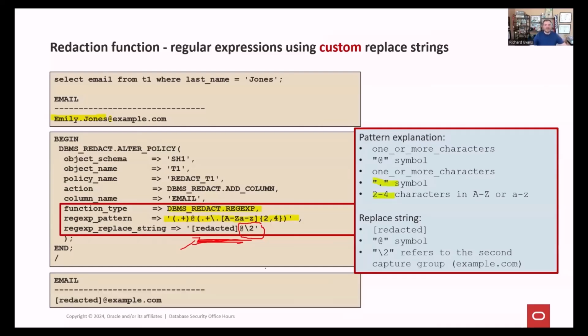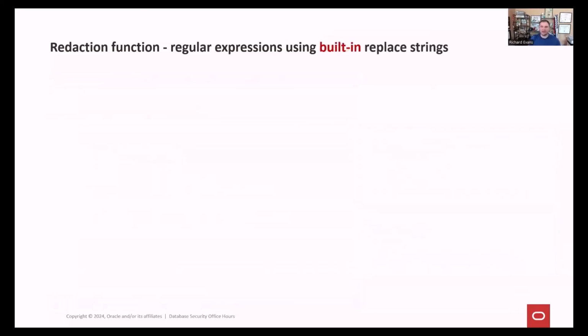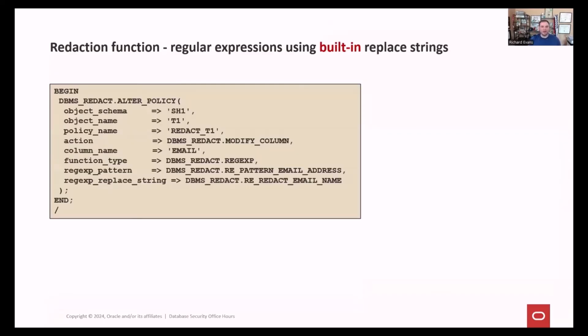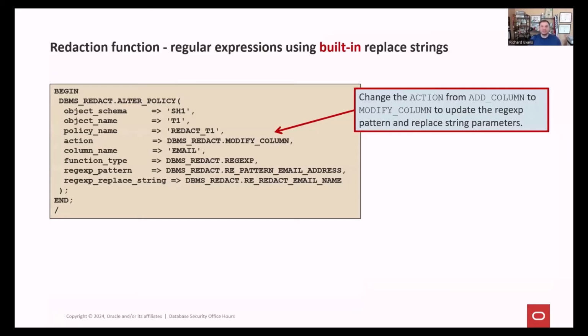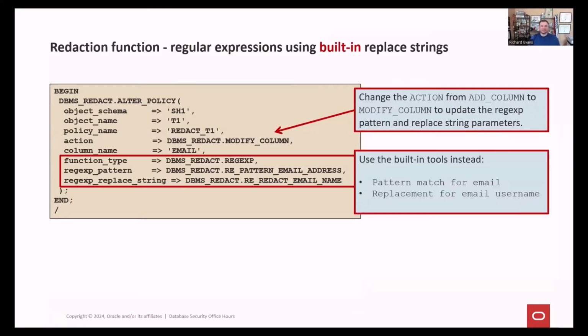So we go from emily.jones at example.com to redacted at example.com. Now, if you say, look, I'm really not comfortable with those, Rich, I just have a few columns that I want to work on. Let's do it. Let's use our built-in capabilities instead, right?